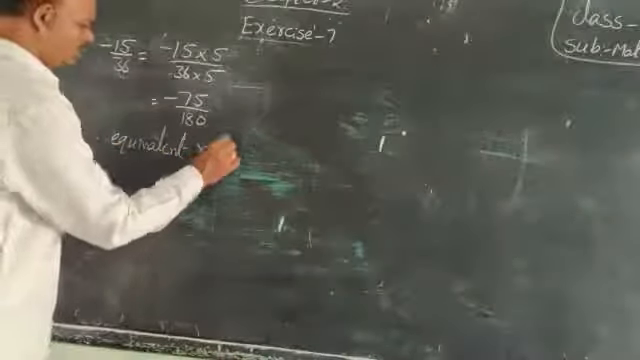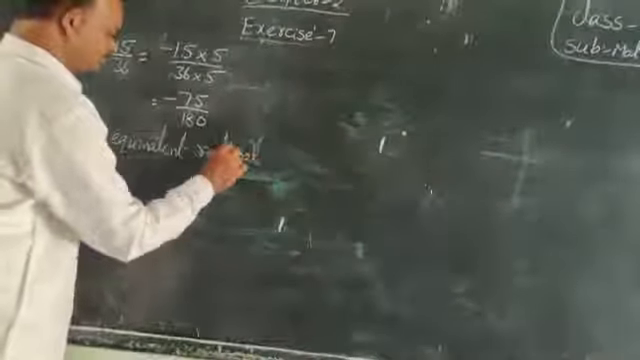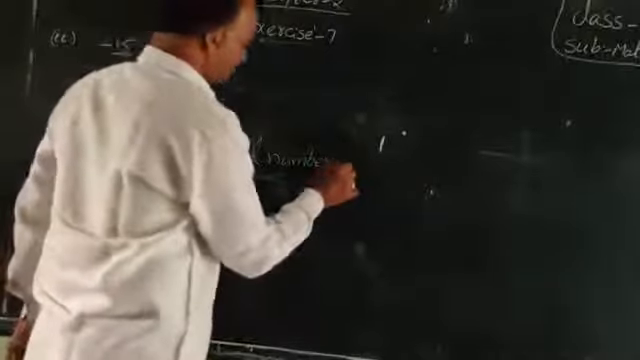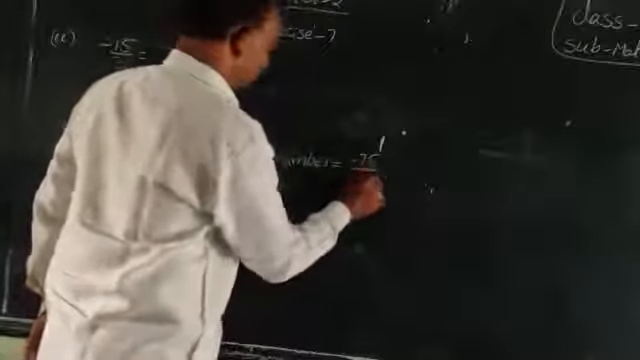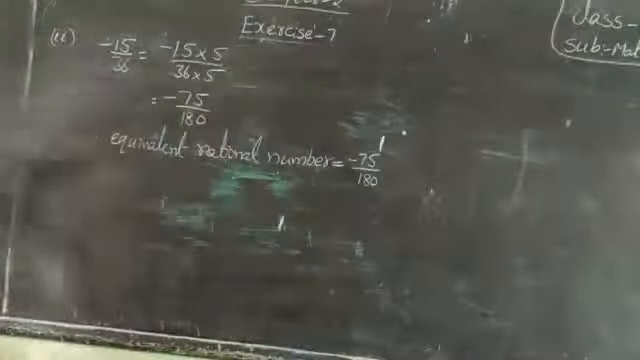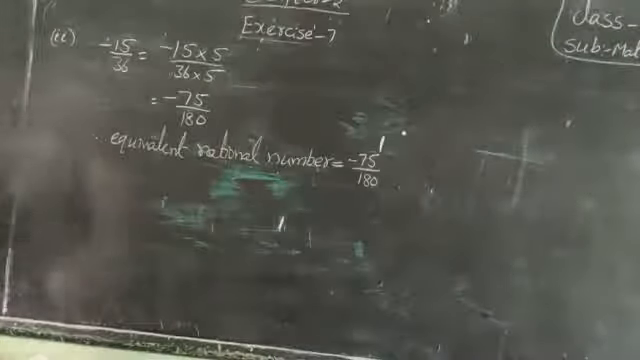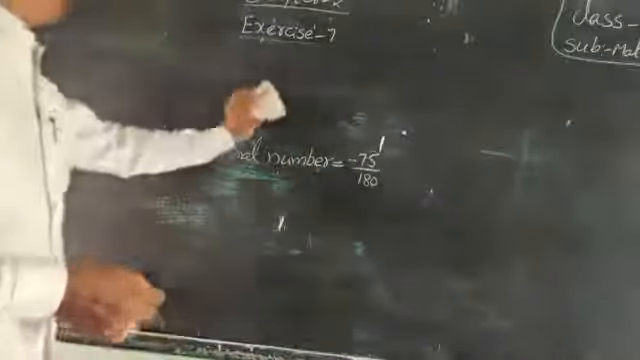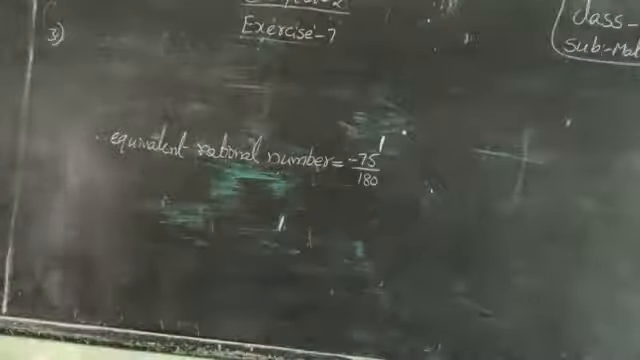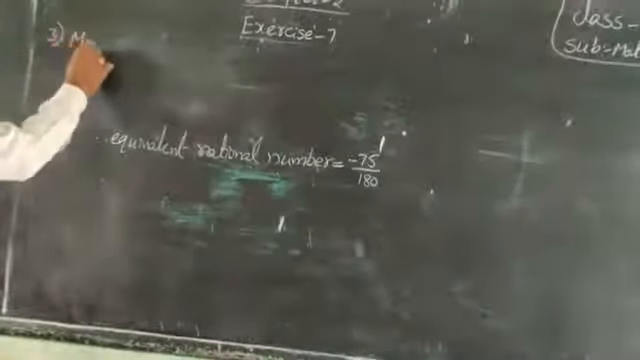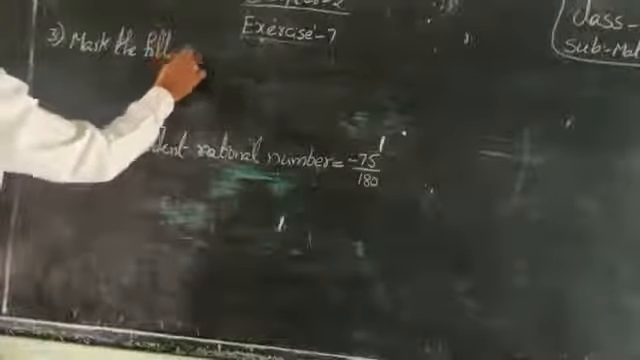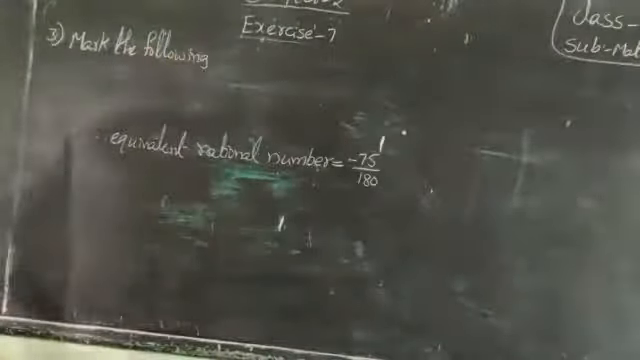So the equivalent rational number is equal to minus 75 by 180. Next, third sum. Mark the following rational numbers.